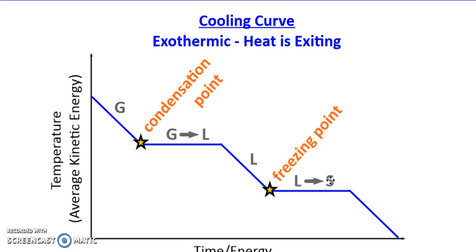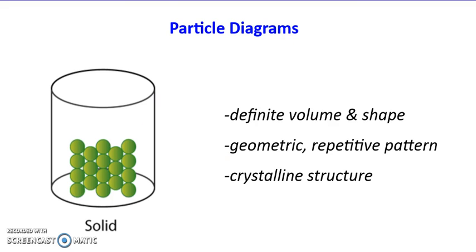After this area, we have one last incline, and we have our solid phase, and this is where our temperature, our average kinetic energy, decreases, and there is no change in potential energy. So in the last part of this video, we're going to do a little recap on our particle diagrams for solid, liquid, and gas.